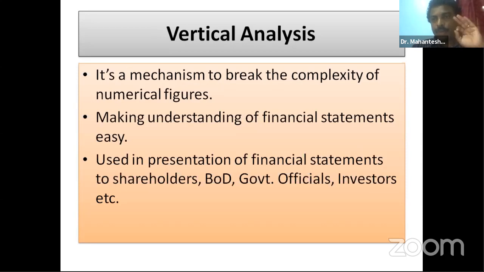Let me show you one simple balance sheet of a company. Sir, for a minute, I'll close this sharing of the PPT. I'll go to some other document. Kindly bear with me for a minute. I'm using another document.